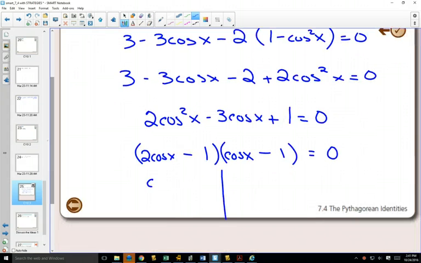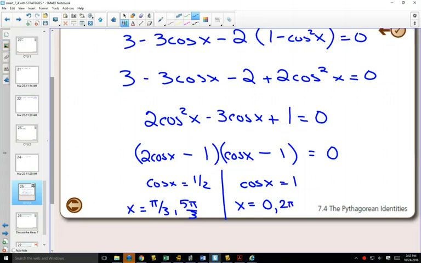From here, this means that cos x is equal to 1/2 or cos x is equal to 1. Is cos x equal 1/2 on our pie plate? Yes. What family? Pi over 3. What quadrants? 1 and 4. What about 1? Is 1 on your pie plate? Yes. What values? 0 and 2 pi.